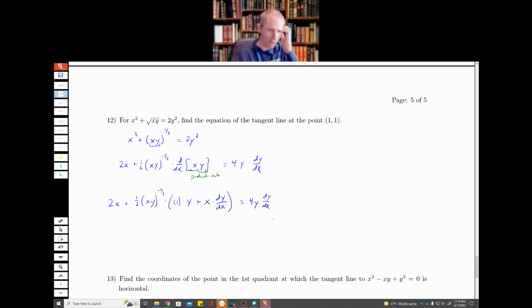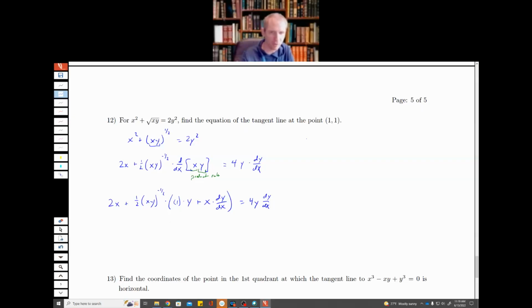Okay, now what we do next depends on the problem. We could solve for dy dx. That's fine. In order to break these two up, I need to distribute this thing to the y and to the x times dy dx so that I have them as separate terms so that I can subtract stuff that does not have dy dx on one side, everything with dy dx on the other, factor, divide.